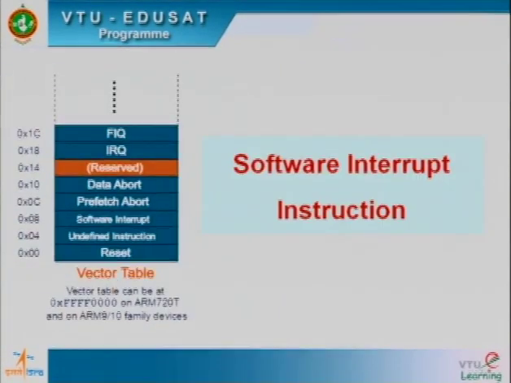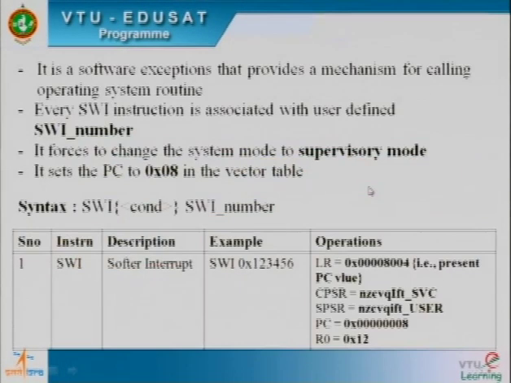Now we will look at one more instruction type, that is the software interrupt instruction. For that, you have to remember this table. This is the vector interrupt table in the ARM architecture. In this vector interrupt table, the software interrupt is at memory location 0x08. Please remember this.